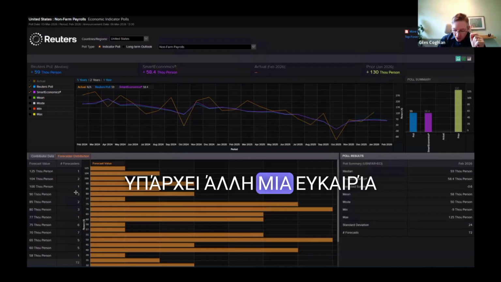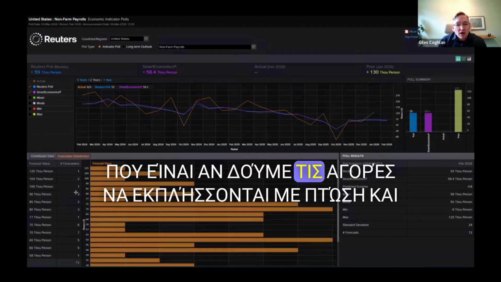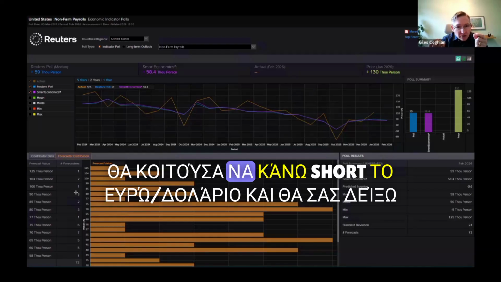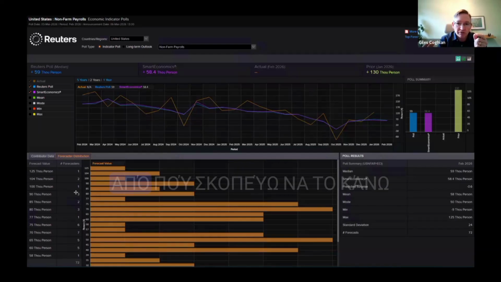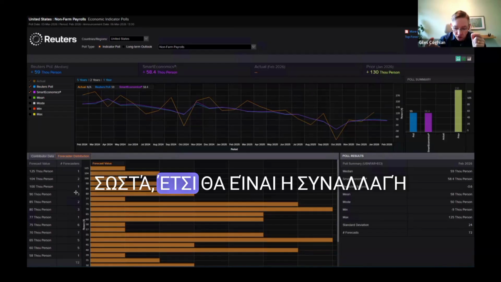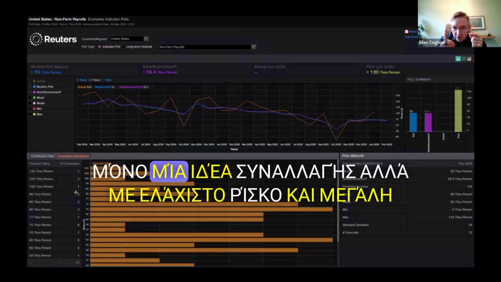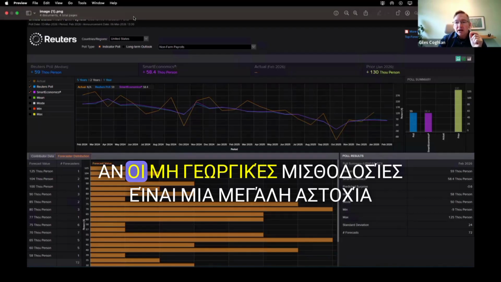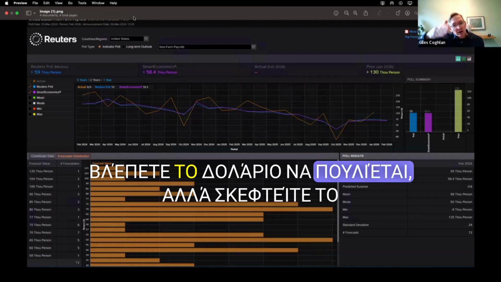There's another opportunity, which is if we see a surprise to the downside and dollar weakness. In this instance, I'd look to fade the euro dollar, and I'll show you where I look to fade it from. So this will be the trade. Just one trade idea, but minimum risk and a large potential reward. And this is what I'd need to see. So basically, if the non-farm payroll is a big miss, you see the dollar sell off.